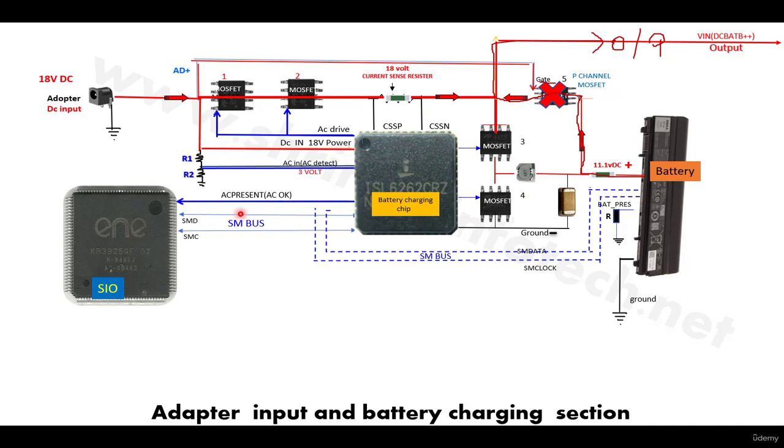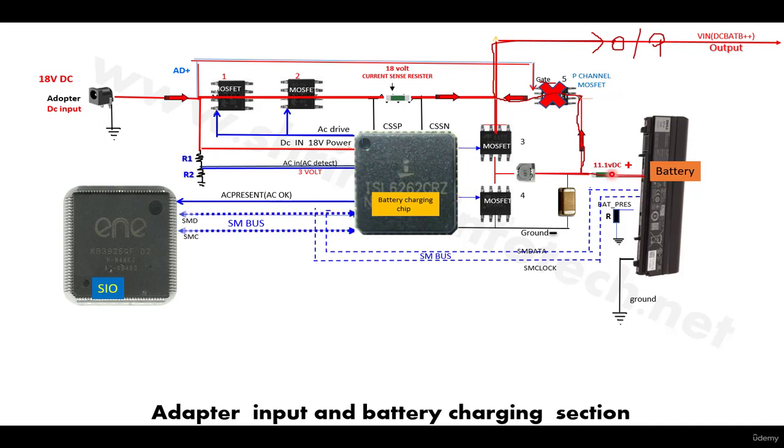So once SIO asks the battery charging chip to generate the charge, the battery charging chip started pulsating these two MOSFETs, switching this 18 volt, converting this 18 volt into the 11.1, filtered by this capacitor and entering via this current sensing resistor into the battery, and then the battery started charging.